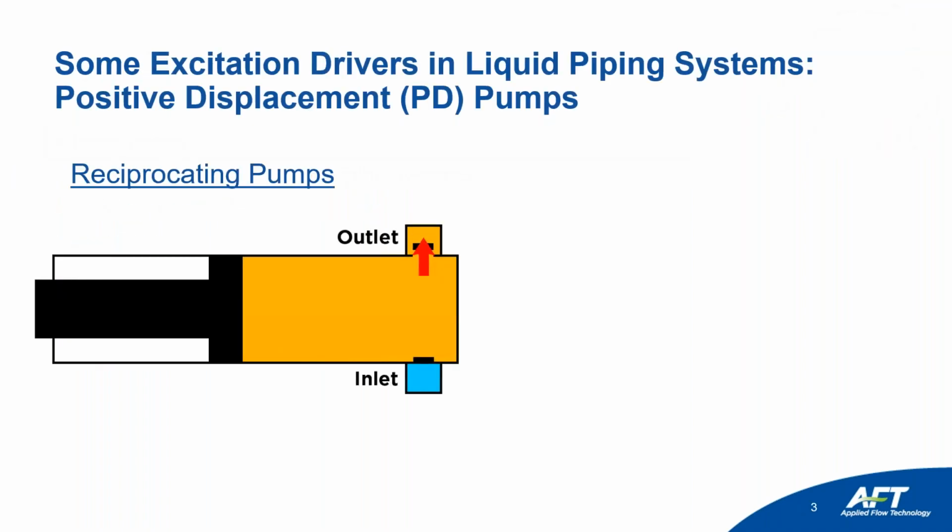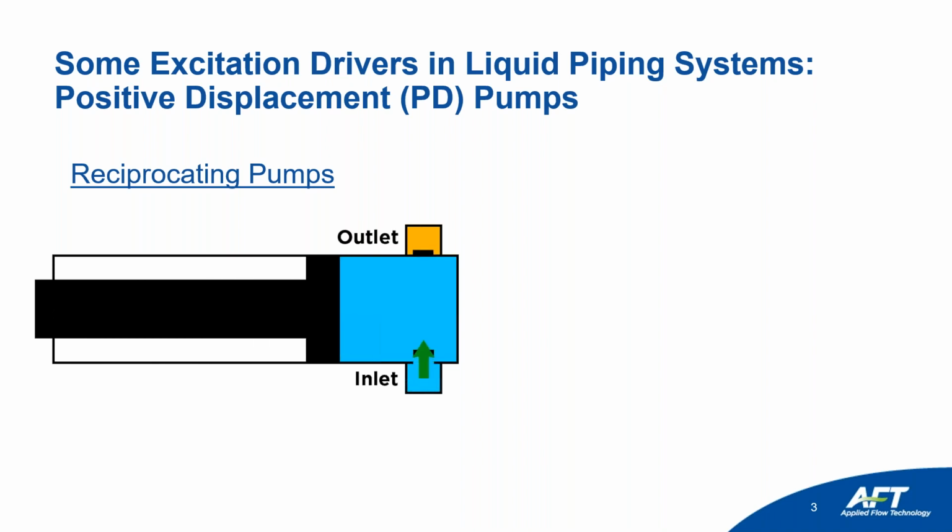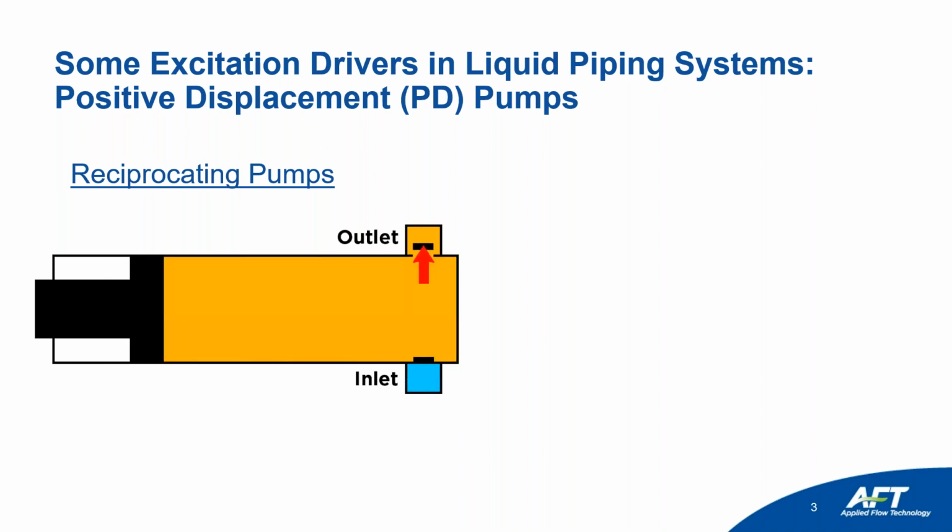So let's start. One source of pipe vibration is reciprocating pumps. As you can see from the animation, the flow is not supplied continuously. The piston fills the chamber with liquid from the inlet and injects it in the outlet. This creates a flow and pressure pulsation, and consequently the vibration observed in the field.